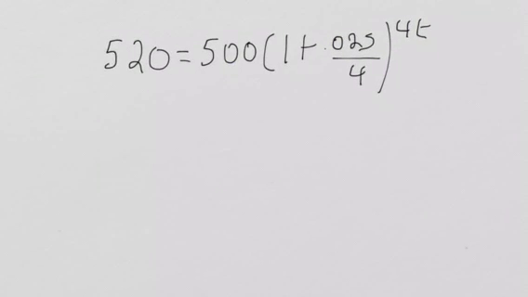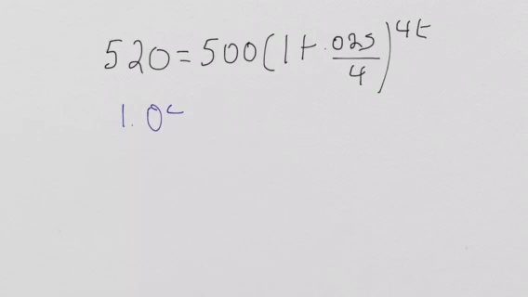Okay, this last one is probably the trickiest of the 3 in part 1. So we're waiting to see when our $500 is going to be worth 520. So we have to set our amount equal to 520 and then just solve algebraically. So we first divide by 500. We do 520 divided by 500, which ends up being 1.04.